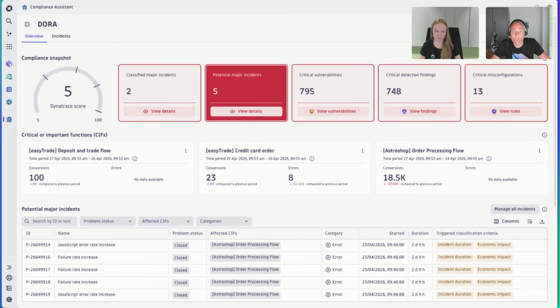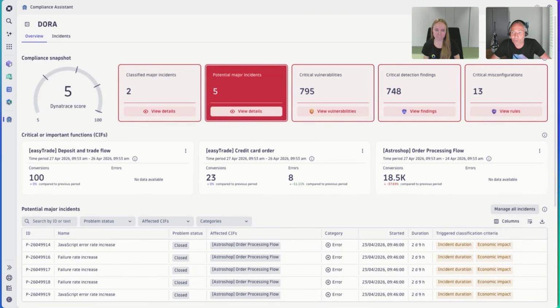So instead of having to look around in all the different apps that we have for vulnerabilities, for findings, problems, everything is brought into this single place with a nice compliance snapshot. I guess a nice score that we also have here, even though that score for me looks really low, which means probably there's a lot of things to do.